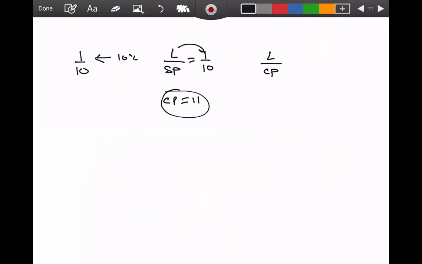So whenever loss and SP are given, you just add to find CP. Now what is loss? Loss is 1. What is CP? CP is 11. What is 1/11 in terms of percentage? 9.09%.